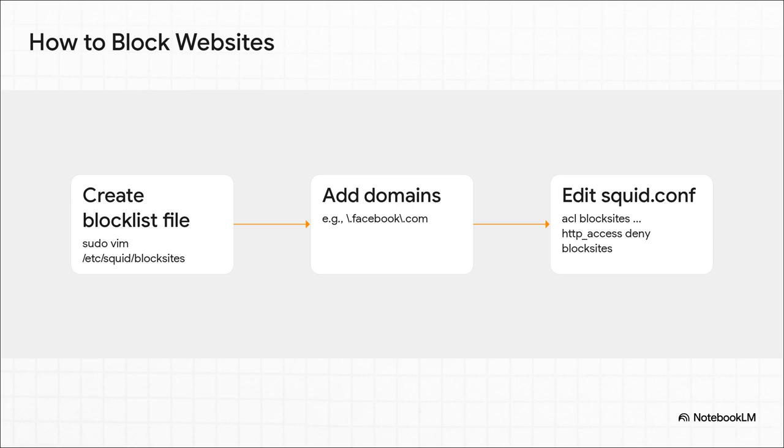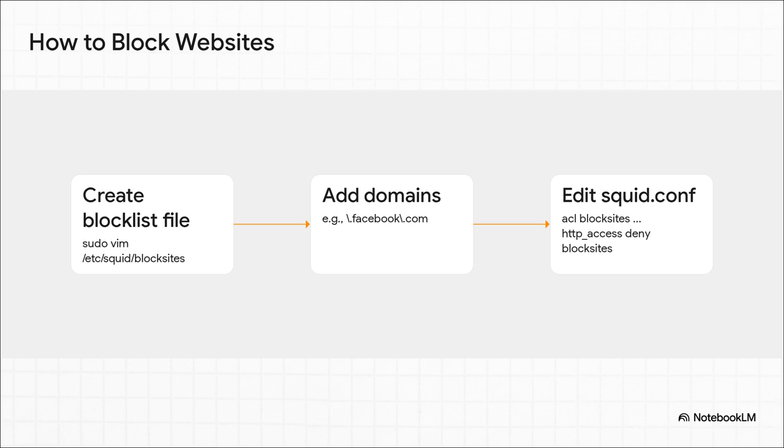You might notice that little backslash before the dot. That's a tiny bit of regex that just tells Squid to match a literal dot. It's a small detail, but it helps be precise. And third, you just hop back into your squid.conf file, add one line to create an ACL that reads from your file, and a second line to deny anything that matches.